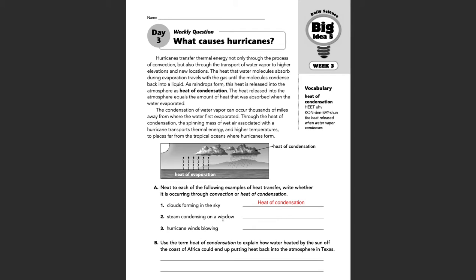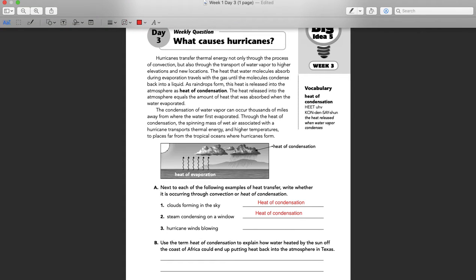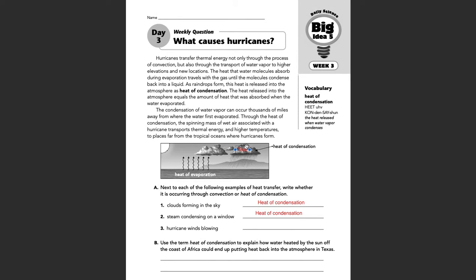Steam condensing on a window. So whenever there is something condensing or there's condensation, that's kind of self-explanatory. It's in the response to itself. That would be heat of condensation. Hurricane winds blowing, that would be convection. We should remember that from yesterday's Bellwork and the reading when we were introduced to convection.